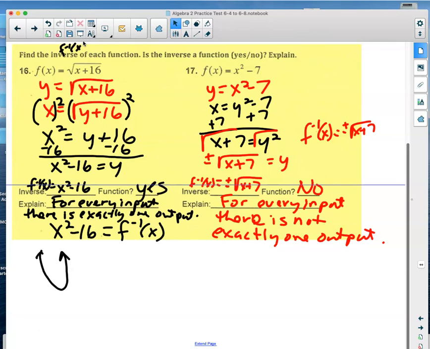Now, every once in a while, somebody says, Cedarholm, how about if I wrote this? For every input, there are 2 outputs. And I can't give credit for that. Because there's one number that if we put it in here, would only have one output. Getting a 0, exactly. So be careful about how you write it. And like I said, you're always safe with, for every input, there's exactly one output, or for every input, there is not exactly one output if it's not a function, because that's the definition.